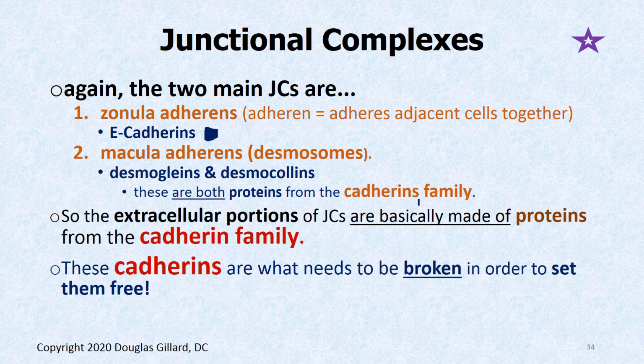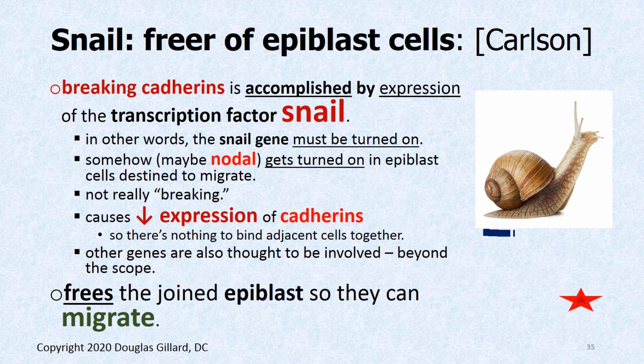So if we could get one biochemical that breaks these or shuts down the production of these, that would be great. And that's exactly what happens. Enter our friend, the snail. Don't forget the snail, very important. You wouldn't be alive without the snail. Breaking cadherins is accomplished by the expression of a transcription factor called snail. Snail has to be turned on in these epiblast cells before they do anything. And we're not exactly sure how the snail gene turns on. The thought is that it's nodal that somehow does it. We're not 100% sure, but snail is on.